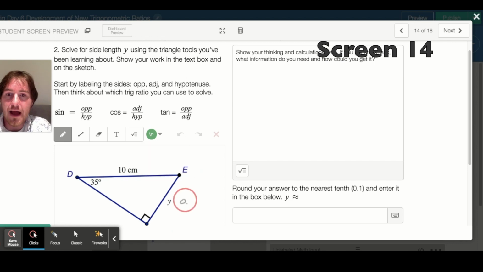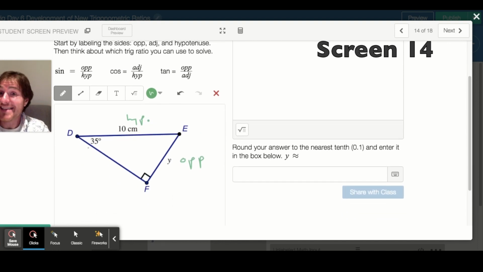Well, I've got to figure out what my opposite side is. And I don't know what my adjacent side is, but I know what my hypotenuse is. So what I want to do is use not the tangent ratio. Tangent would be opposite over adjacent. I want to use opposite over hypotenuse. So I want to use SOH. I want to use sine. Okay, I want to use sine here.